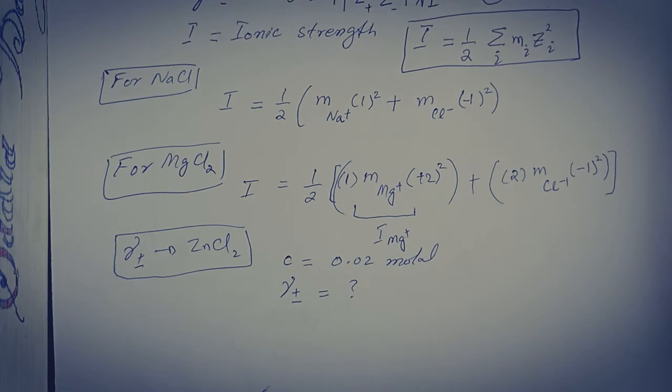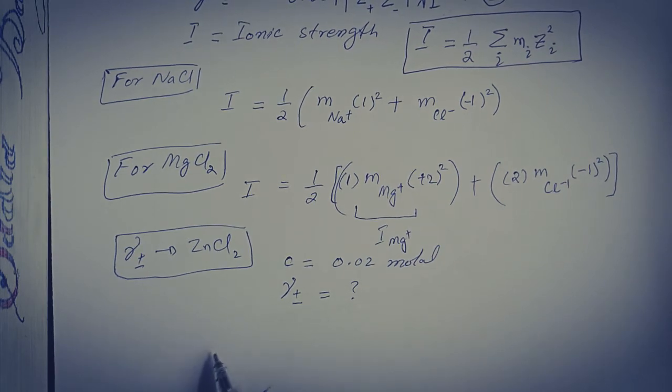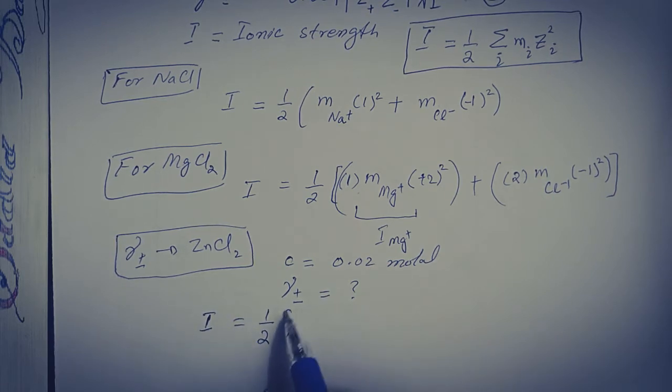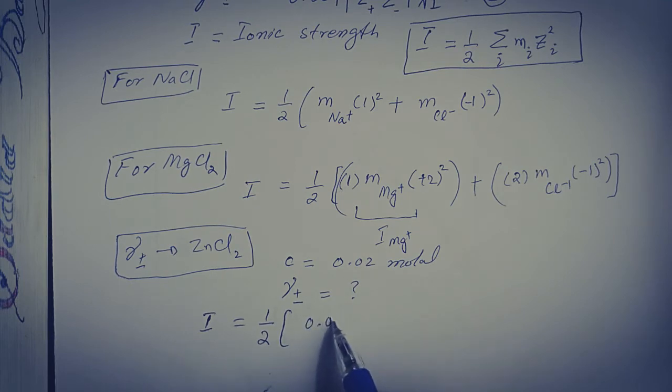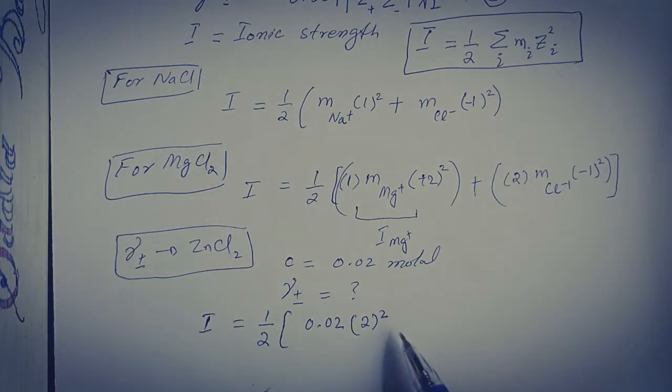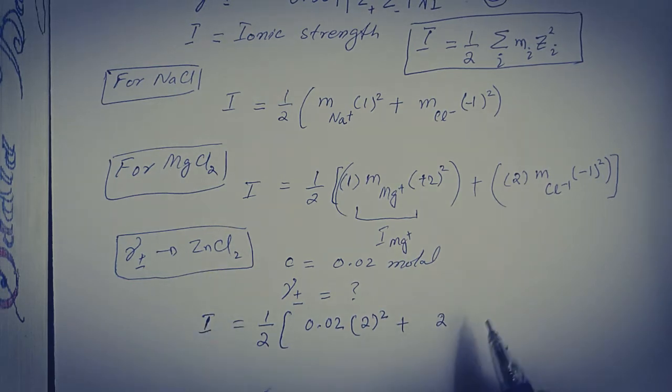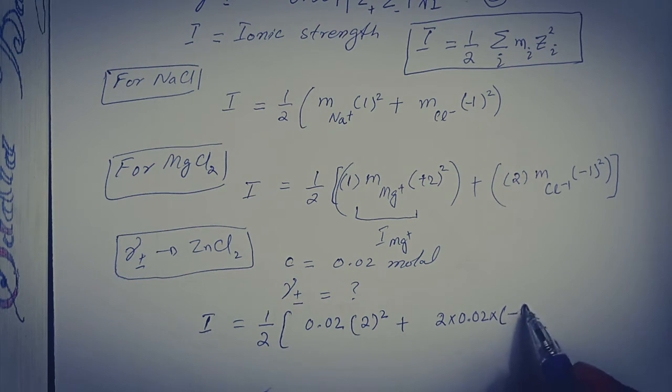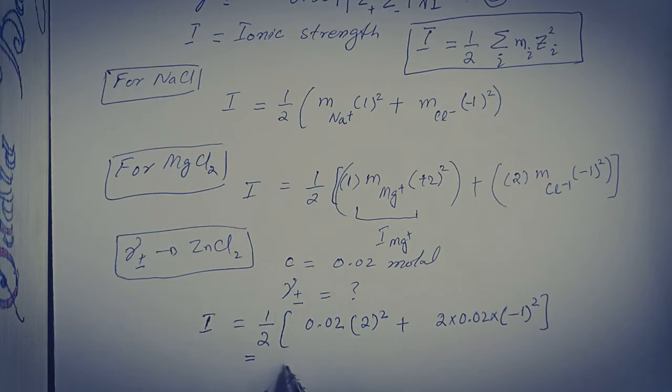So for this purpose, firstly we will calculate the ionic strength of zinc chloride, that is equal to the half of 0.02 into 2 square, that is the charge on the zinc ion, plus each zinc chloride is generating 2 chloride ions into molality, and charge on each chloride ion, so that should give the value of 0.06.